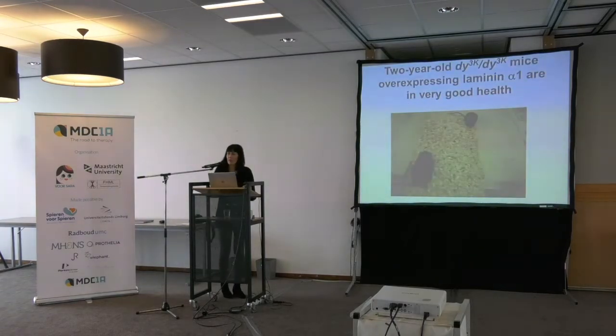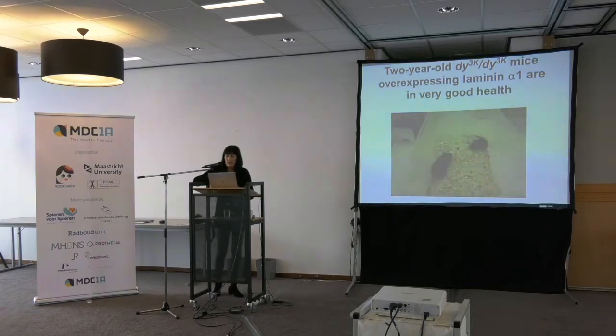And I have a video here of 2-year-old animals. So remember, the sick DY3K mice die at 3 weeks of age. But when you overexpress laminin alpha 1 chain, 75% of the mice live up to 2 years of age. And it's this mouse that you should look at. This is overexpressing laminin alpha 1 chain. So you can see they are able to move, they don't have any hind-leg paralysis, they're able to stand up, so you cannot really tell it apart from the wild-type mouse, so to say.